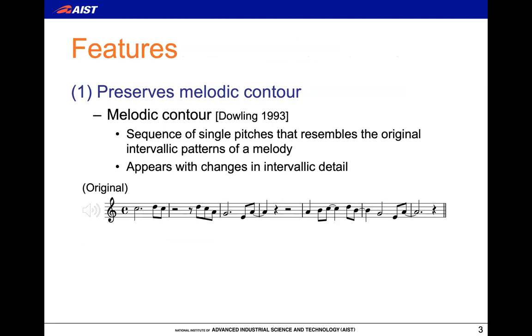This conversion has two main features. First, the conversion preserves the melodic contour. We follow the definition of melodic contour by Walter J. Dowling that melodic contour is a sequence of single pitches that resembles the original intervallic patterns of a melody. He also points out that it can appear with changes in intervallic detail.